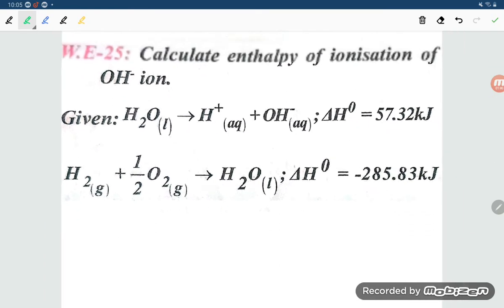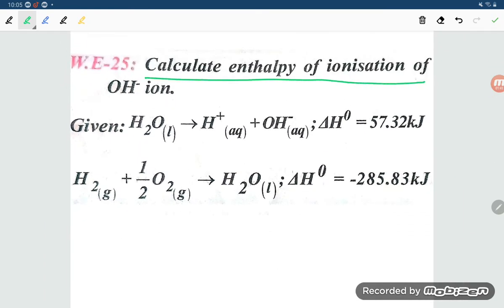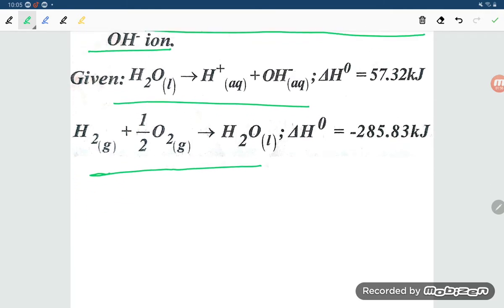Suppose let us have one problem here. Calculate the ionization enthalpy of the OH minus ion. They are talking about the ionization enthalpy of the OH minus ion. They have given water getting ionized, and they have given H2 plus half O2. So that is the required reaction. You should know the required reaction. What is the required reaction, students? First of all, we have to understand the required reaction, and then we have to solve the problem.